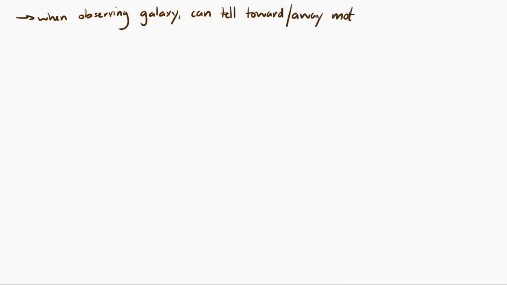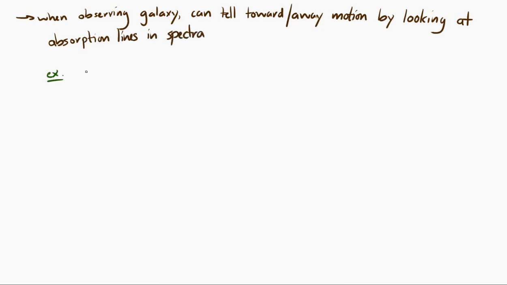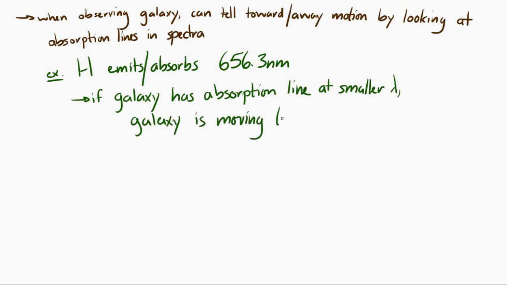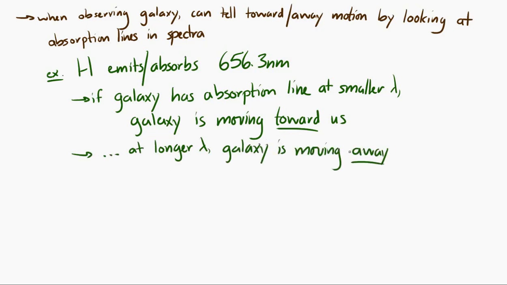So when astronomers observe a galaxy, they can tell whether the galaxy is moving toward us or away from us, and how fast it's moving, by looking at the absorption lines from that galaxy. For instance, we know that hydrogen emits at 656.3 nanometers. If you observe a galaxy and you see that the wavelength of that absorption line is actually a little bit smaller, then that means that the galaxy is moving toward us. And if the absorption line is at a longer wavelength, that means that the galaxy is moving away from us.